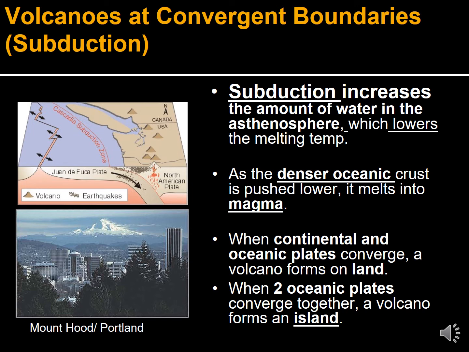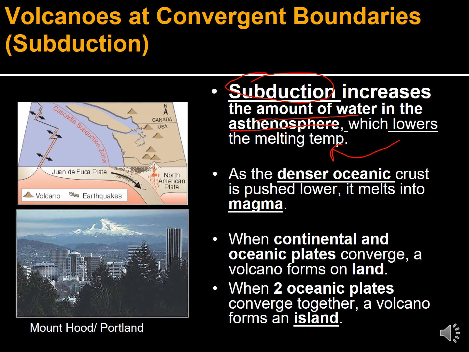So you also said, Ms. Cheek, that it happens at the convergent boundaries, and it has to be around your subduction zones. Yes. So let's understand subduction. Subduction will increase the amount of water inside the asthenosphere, which means it lowers the melting temperature. Right? So let's just say you do have a pot of boiling water, but you pour cold water in it. It's going to calm that water down a little bit.